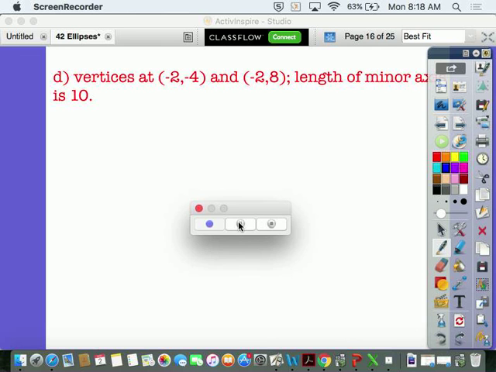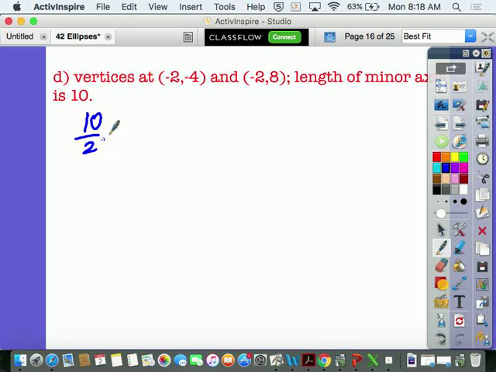All right, so the length of our minor axis is 10, which means that we have to divide that by 2. And so we'll have 5 equals the distance from our center to a co-vertex. So then we need to square that to get 25. And since it's along our minor axis, we know that b squared equals 25. Now our vertices, which are located at the ends of our major axis, we need to figure out that length.